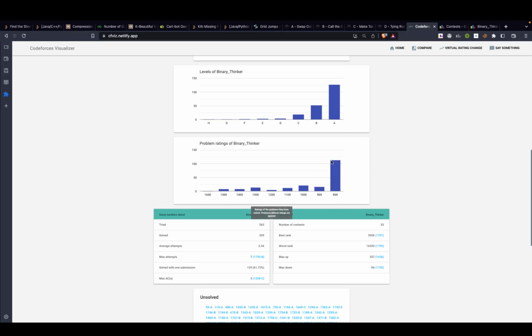I'll not say it's counterproductive, but it's actually wasting a lot of time, which you could have actually spent on the 1300 to 1500 range, right? So stop doing these problems. You have already solved a lot of problems of 800 range. Start doing these problems.